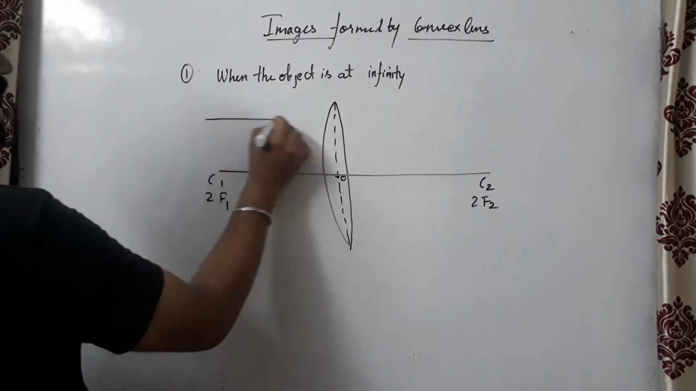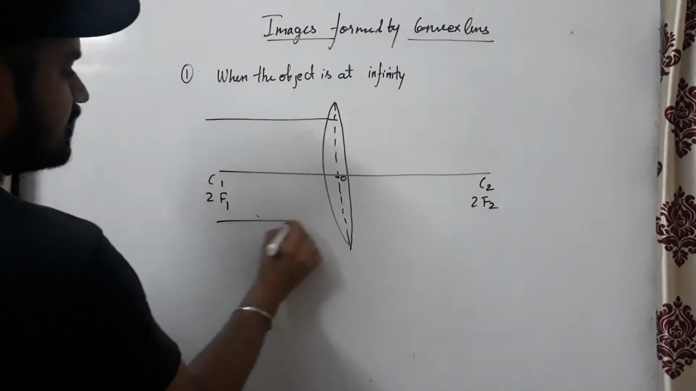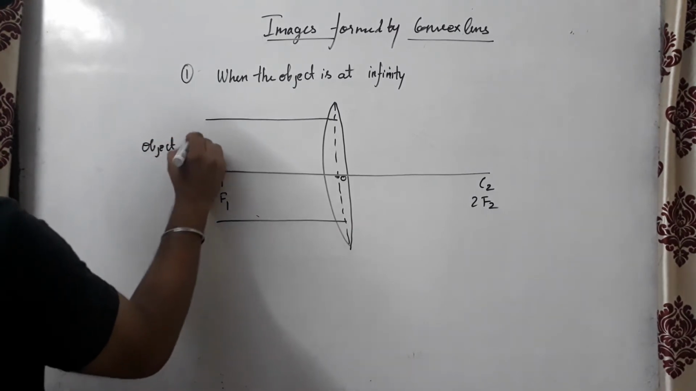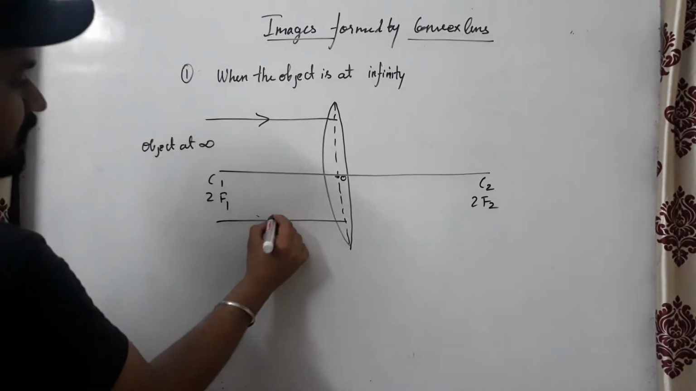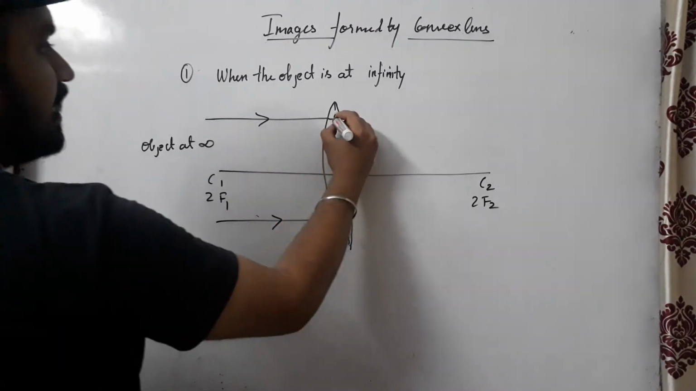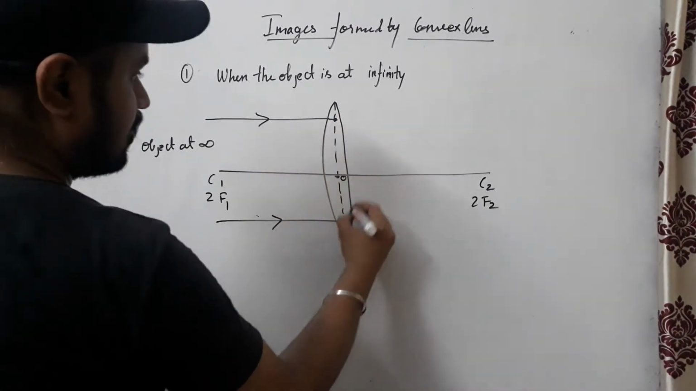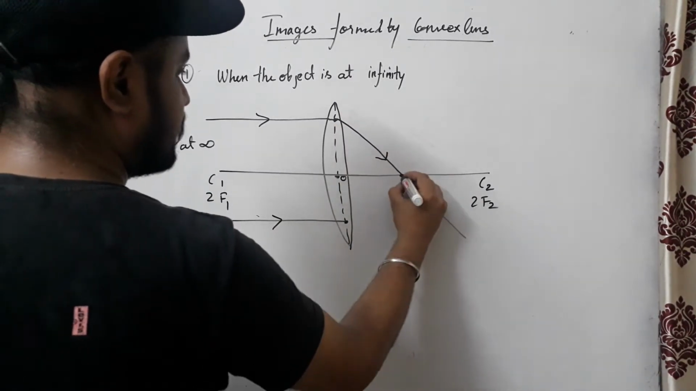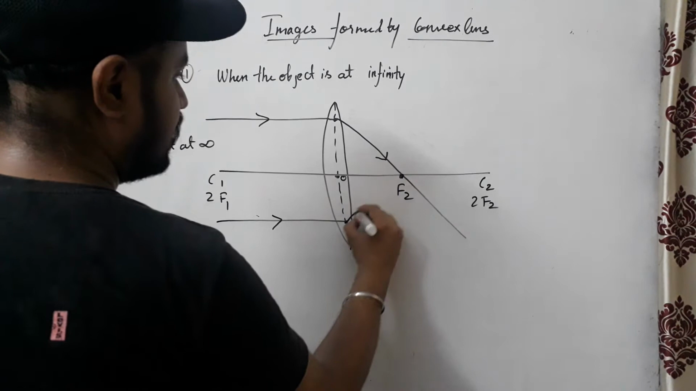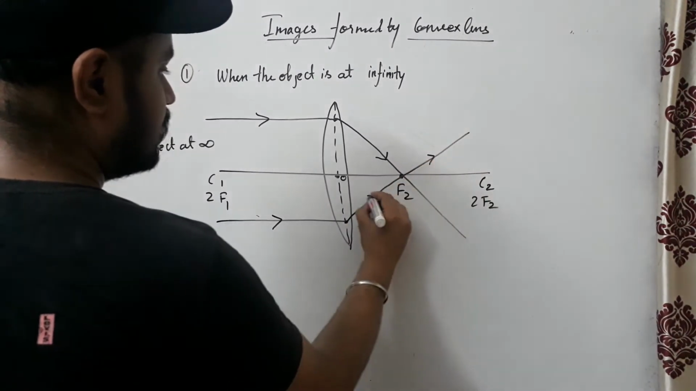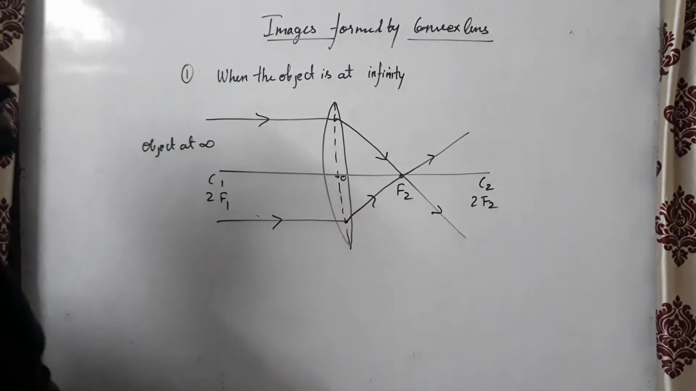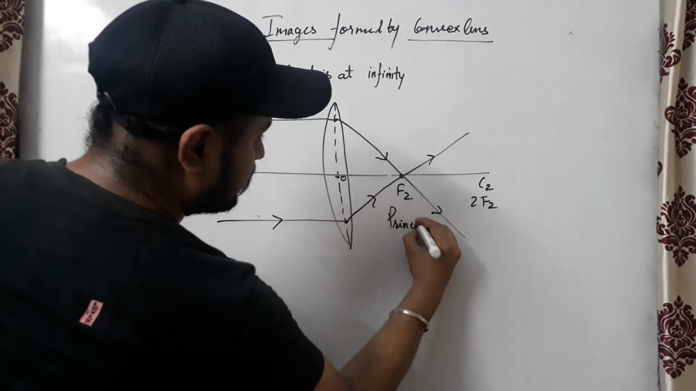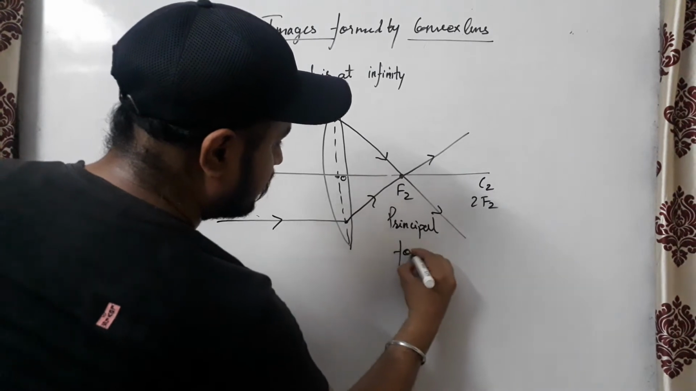Since the rays are coming from an object which is placed at infinity, they will come parallel to each other. If they are parallel to the principal axis also, they will pass through the point that is called principal focus. So they will form the image at this intersecting point. This is called principal focus.